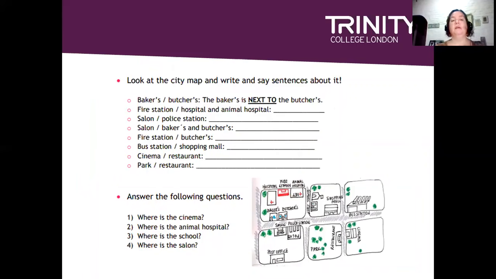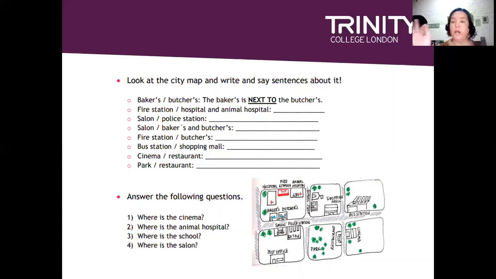So for example, look at the city map and write and say sentences about it. Okay, so we've got the bakers and the butchers, and students have to write the bakers is next to the butchers and the fire station. They have to look at the city map and they have to write the whole sentence. Answer the following questions. Where is the cinema? Where is the animal hospital? Where is the school? Where is the salon?